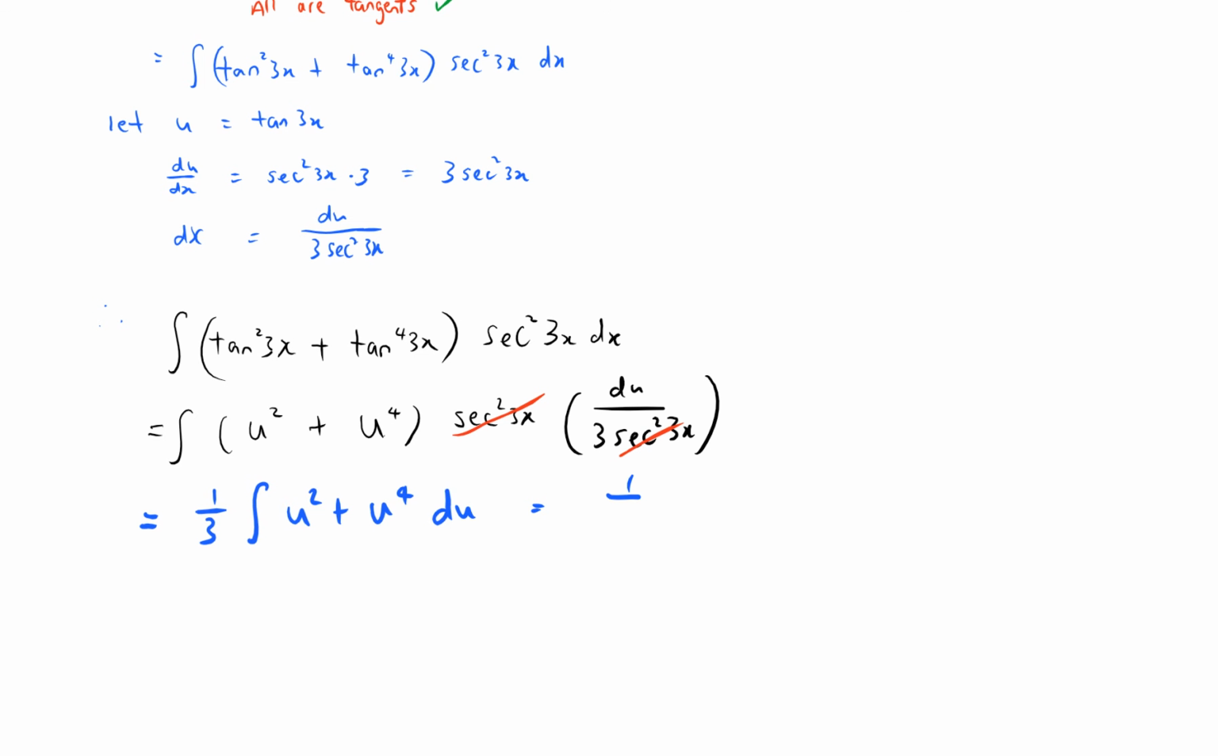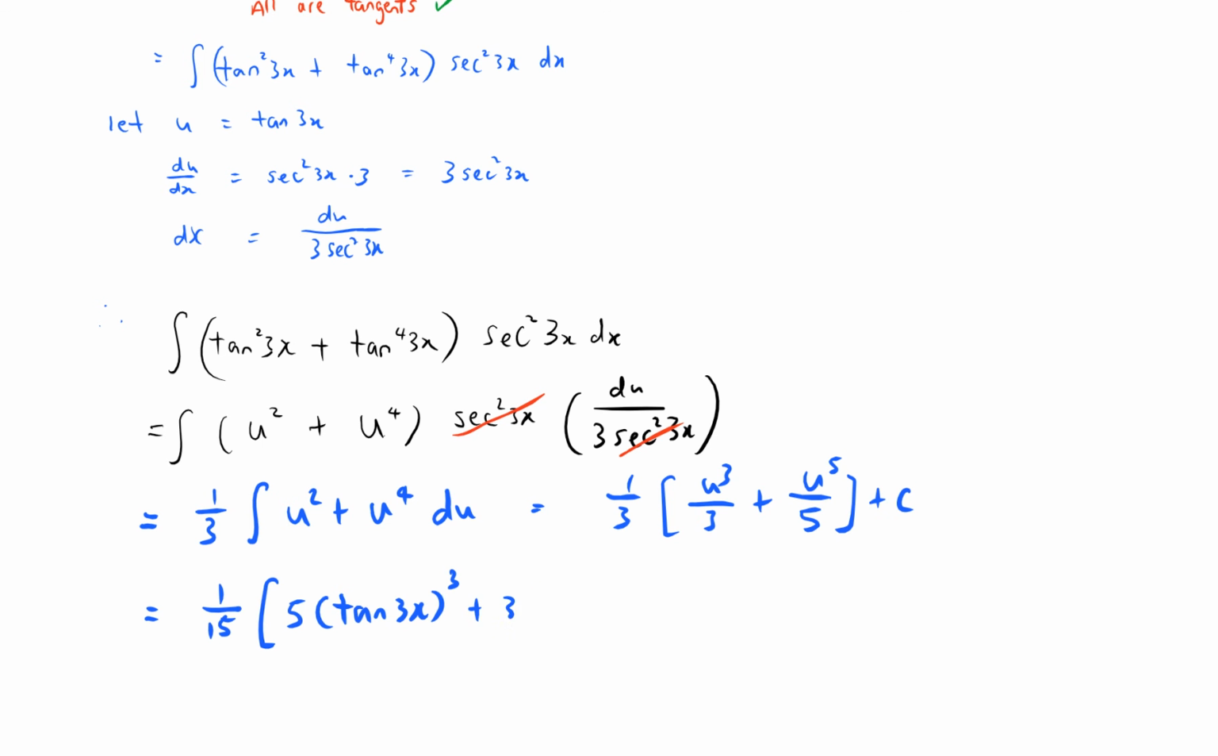So 1 over 3 times u cube over 3 plus u to the 5 over 5, plus c. Now what is u? u is tangent 3x, right? So take out the common factor, 1 over 15. Take out 5, and u is tangent 3x: 5 tangent cube 3x plus 3 tangent 5 3x, of course plus c.